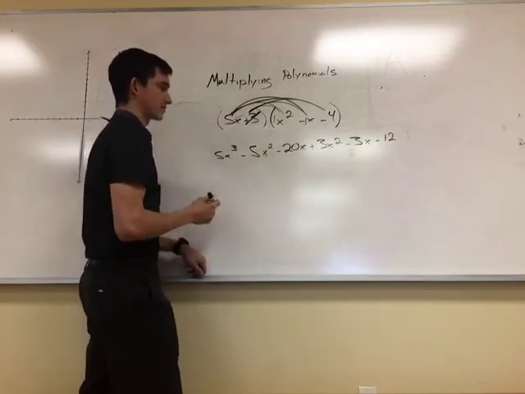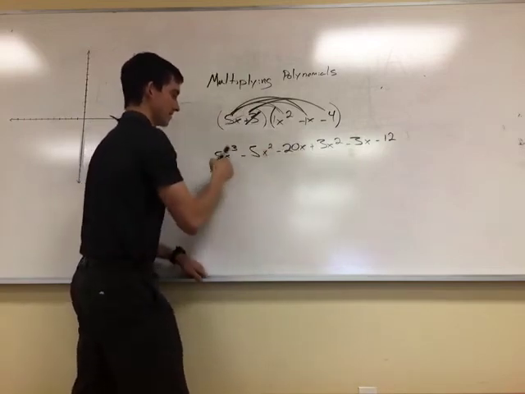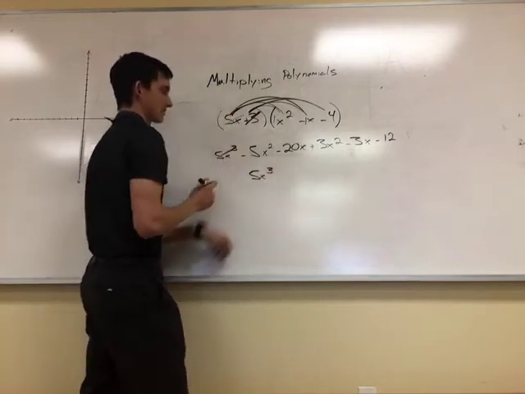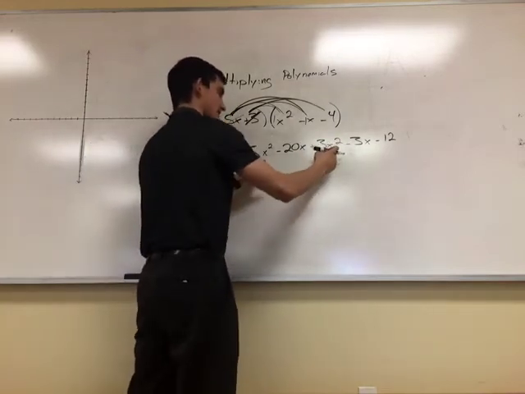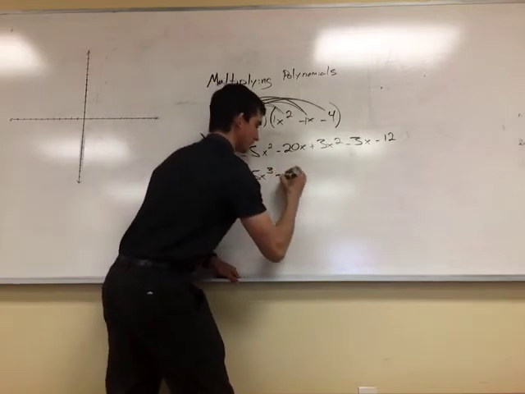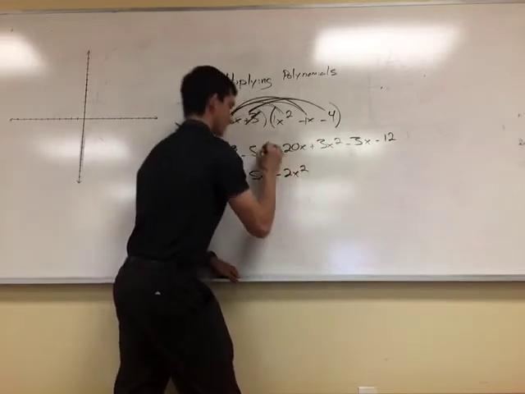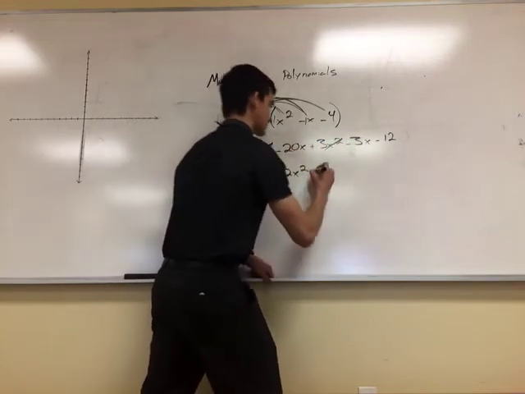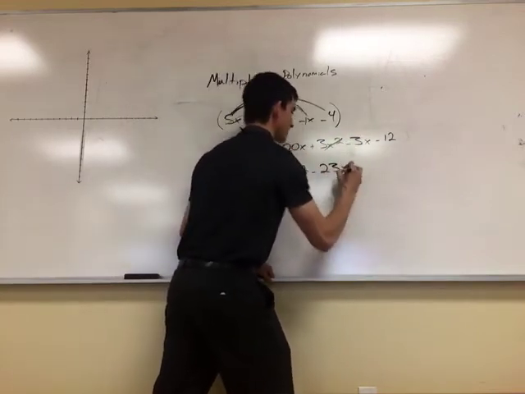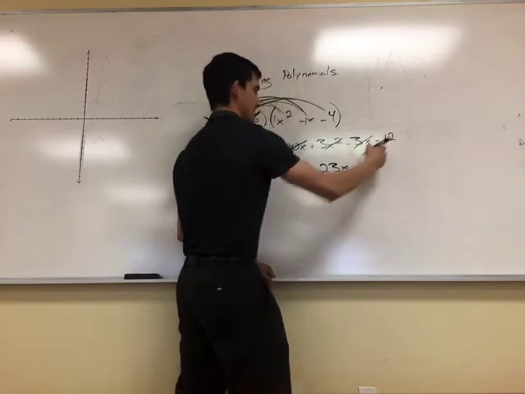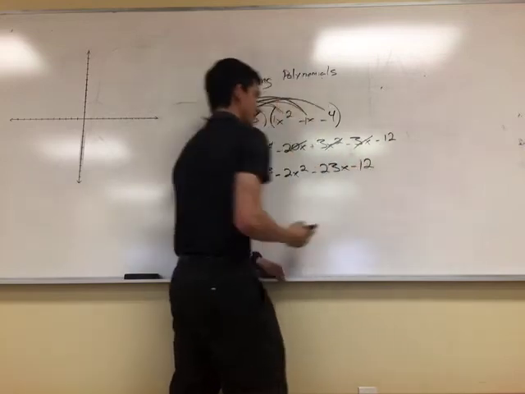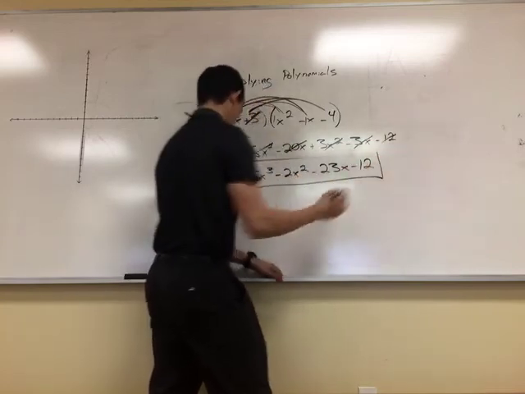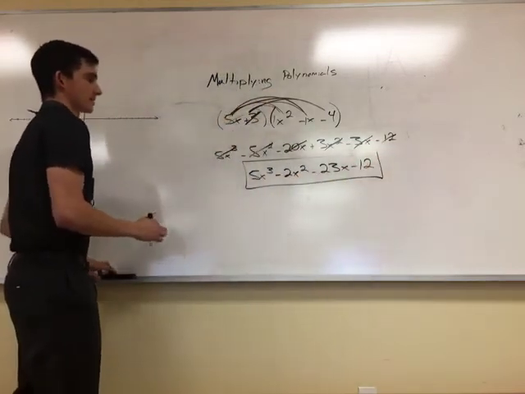I need to combine some like terms because there's a lot of stuff here. So 5x cubed has no terms to be combined with. Negative 5x squared and 3x squared is going to be negative 2x squared. Negative 20x and negative 3x is negative 23x. Minus 12 by itself. Okay, so there's another example.